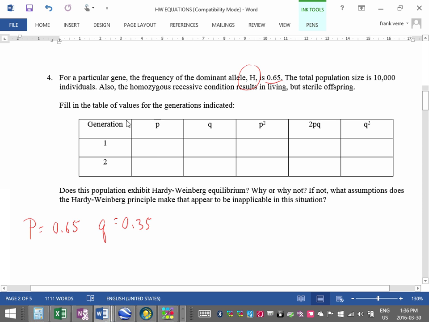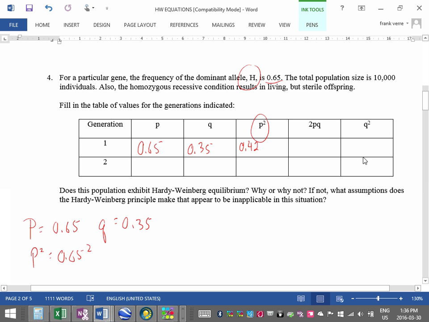Now, we can go ahead and figure out what the genotypes are. So P squared would be 0.65 squared. So what would that be? What's 0.65 squared? Should be probably like 40 something percent. 0.4 something, I would think. 0.42.